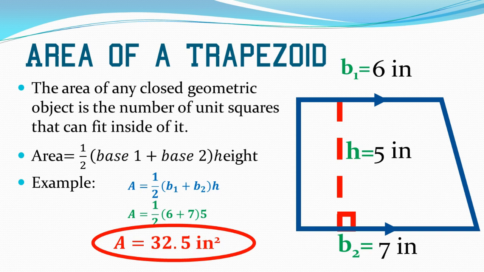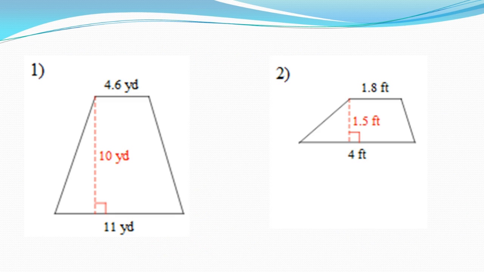The unit for area is always squared. 6 inches, 5 inches, 7 inches, 32.5 inches squared for the unit. On your own, use your formula 1/2 times the sum of base 1 and base 2 times height to solve for the area of these 2 trapezoids.